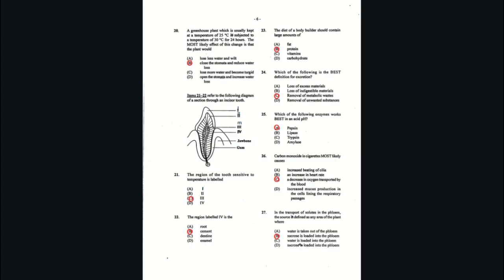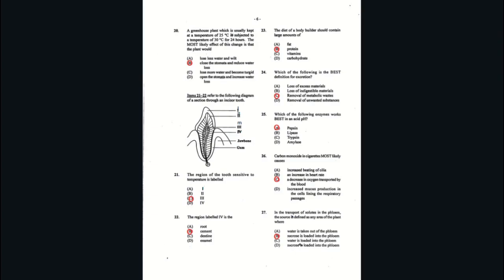Then now we're at number 25. Which of the following enzymes works best in an acid pH? We're going to choose A, pepsin. And number 26, carbon monoxide in cigarettes most likely causes C, a decrease in oxygen transported by the blood.